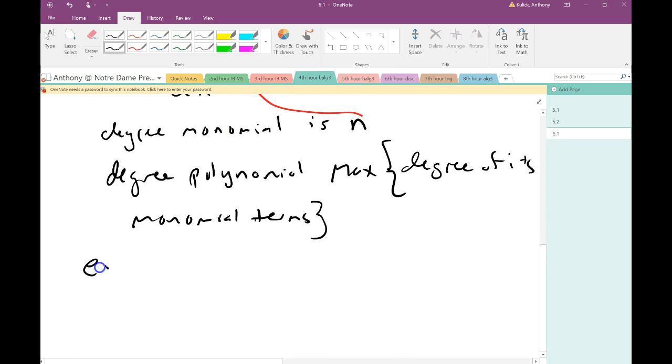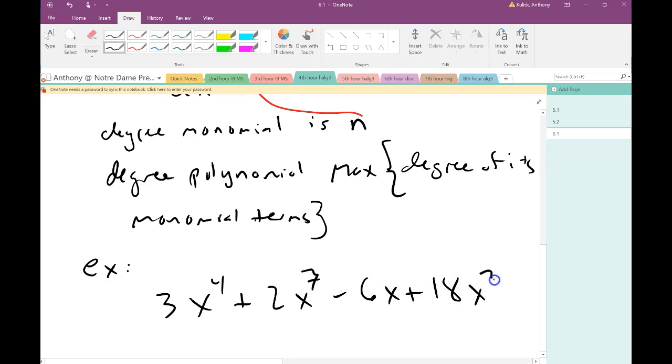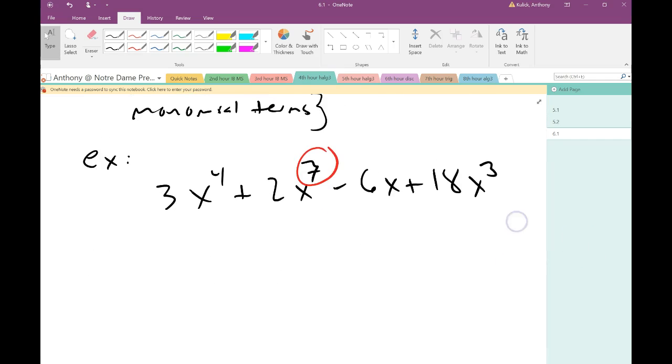So what are we saying here for the polynomial 3x to the 4th plus 2x to the 7th minus 6x plus 18x to the 3rd? The degree of this polynomial is 7. It's the biggest exponent on the terms. That's all we're saying. So it's really quite straightforward, the vocabulary, right?